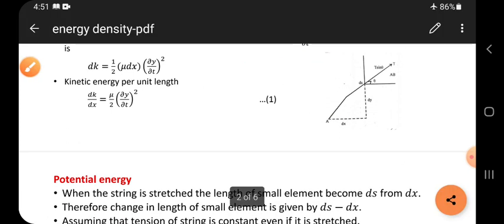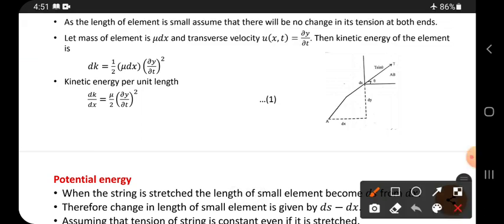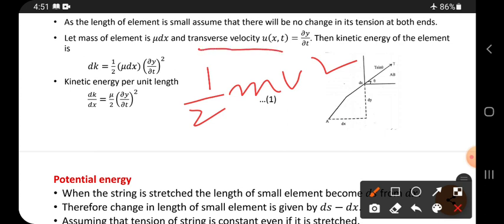So what is the kinetic energy formula? Kinetic energy is half m v square. What is the transverse velocity? y is a function of distance and time, so the velocity is dou y by dou t. Then the kinetic energy of the element is given by the general formula half m v square.